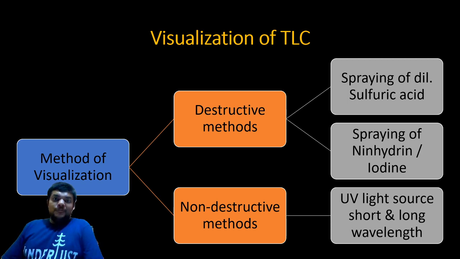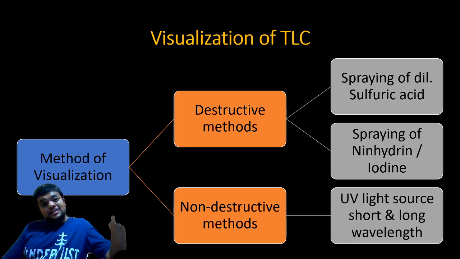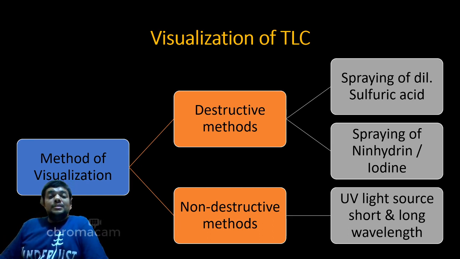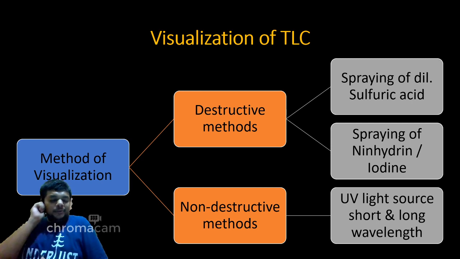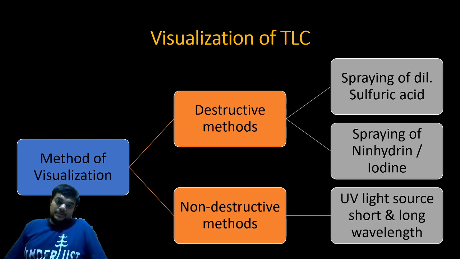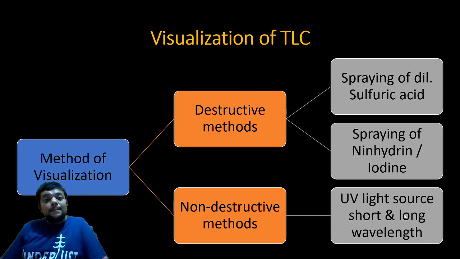So this is how we started from the preparation of the plate, making the spots, allowing it to run, measuring the distance and visualizing it with destructive methods of visualization and non-destructive methods of visualization. Friends, up till what I know, ninhydrin is used when you want to visualize amino acid spots. Iodine is used in several organic reactions for visualization.